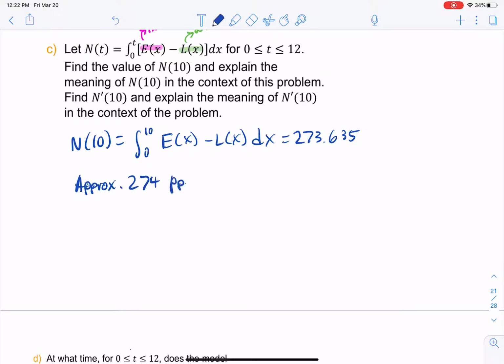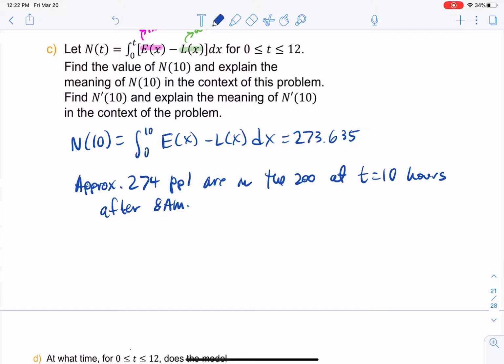So in my interpretation, I'm going to say approximately 274 people are in the zoo at 10 hours. Yeah, t equals 10 hours after 8 a.m. That should do it right there.